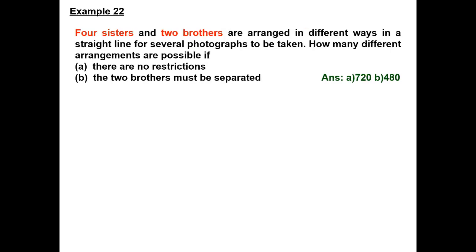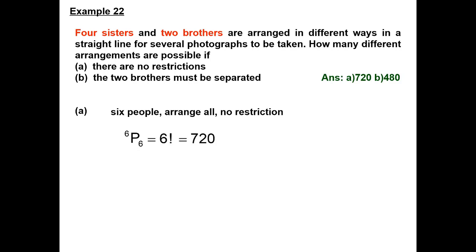Example 22. 4 sisters and 2 brothers are arranged in different ways in a straight line for several photographs to be taken. How many different arrangements are possible if A. There are no restrictions, B. The 2 brothers must be separated. Solution for A, where we have 6 people, we want to arrange all and there are no restrictions on how to arrange them. So we have 6p6 equal to 6 factorial and equal to 720.